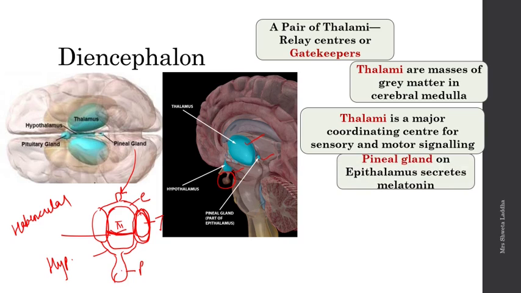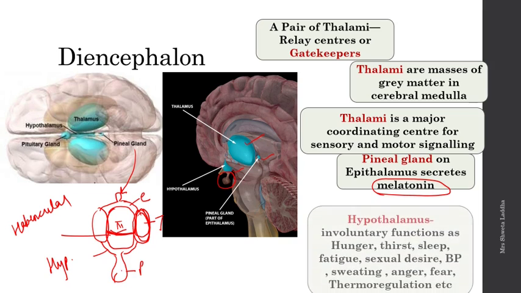The pineal gland, which is present above the epithalamus, secretes melatonin, which controls the skin color, but not in mammals. In mammals, it controls biological rhythm, the circadian rhythm. Serotonin hormone is secreted, which is related to your mood.